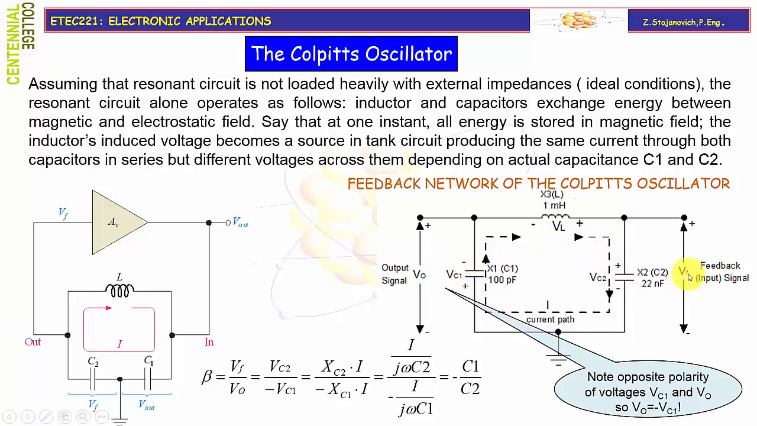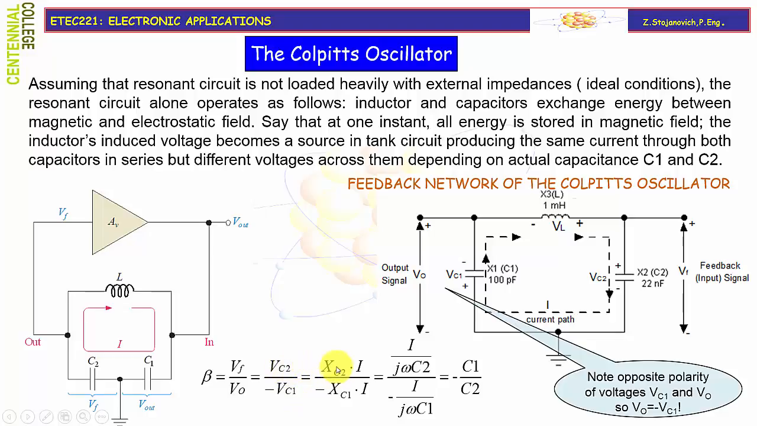As you can see, our feedback voltage VF is taken from the capacitor C2 and it matches the polarity of the capacitor voltage VC2. However, the output voltage is the voltage across capacitor C1, but the voltage across this capacitor has opposite polarity. So when we define feedback factor beta as VF over Vout, the VF gets the value of the voltage across C2, but the Vout gets the value of negative VC1.